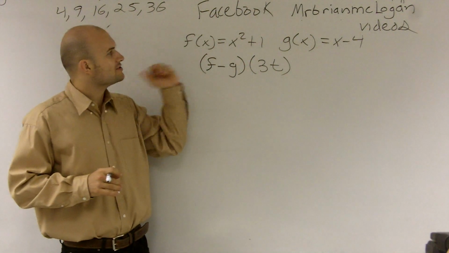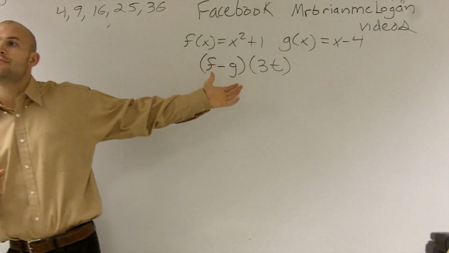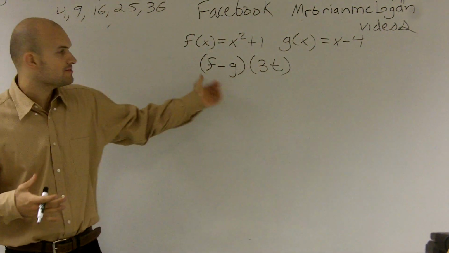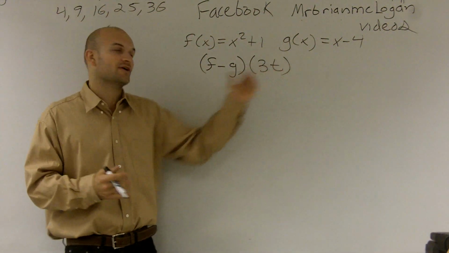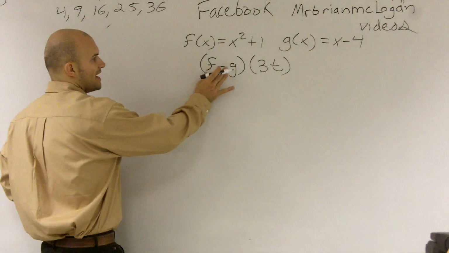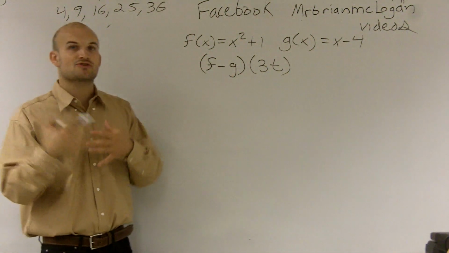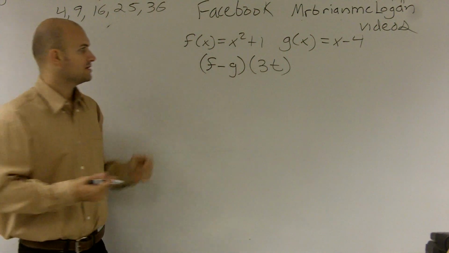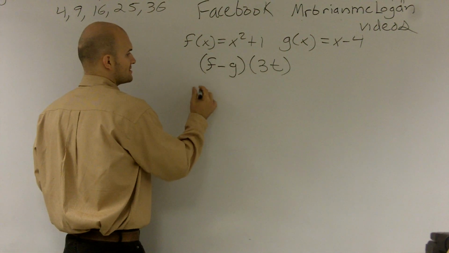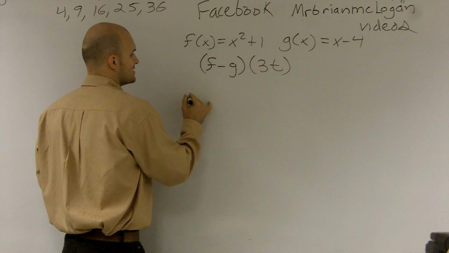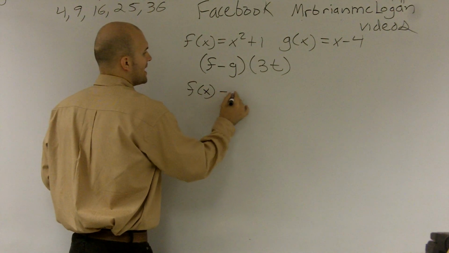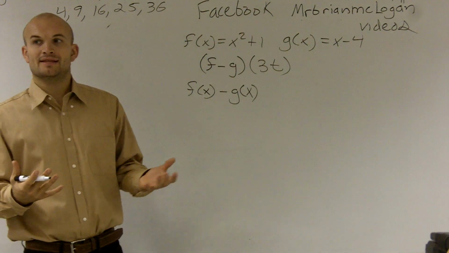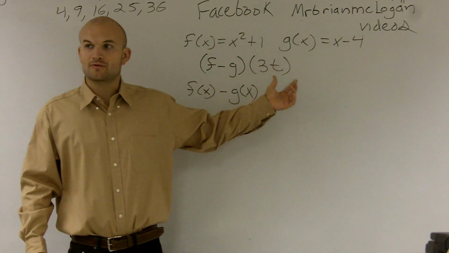On this problem, what they're asking us to do is they want us to do the operation, and then they want us to evaluate the function. So the first thing, if you guys remember, when they're asking us to do this operation, f minus g, what that tells us to do is subtract our g of x function from our f of x function. So we can rewrite this as f of x minus g of x. But then they add an extra element and they say, I want you to evaluate it for 3t.